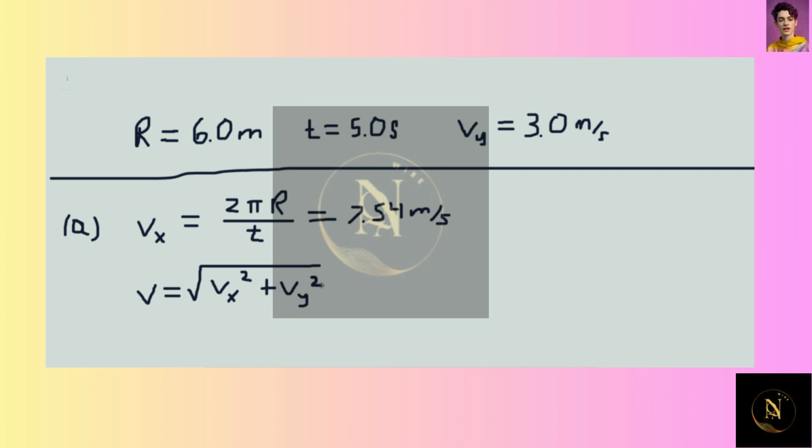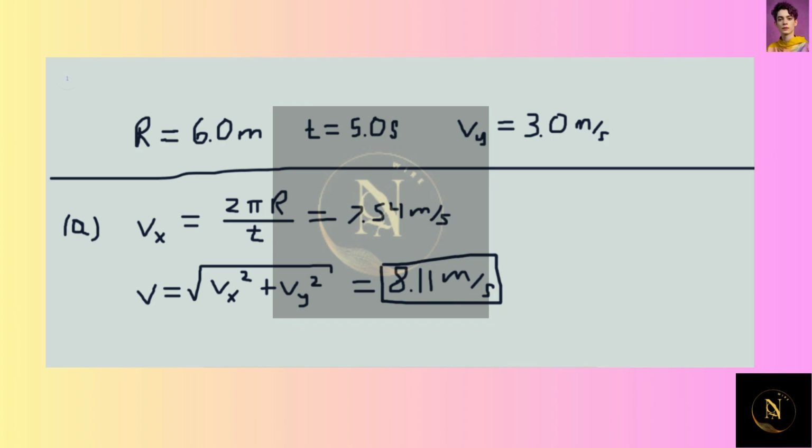We were given the velocity in the y direction. We just found the velocity in the x direction. Plugging these values into this expression, we find that this is equal to 8.11 meters per second. And we can box that in as our solution for part A.